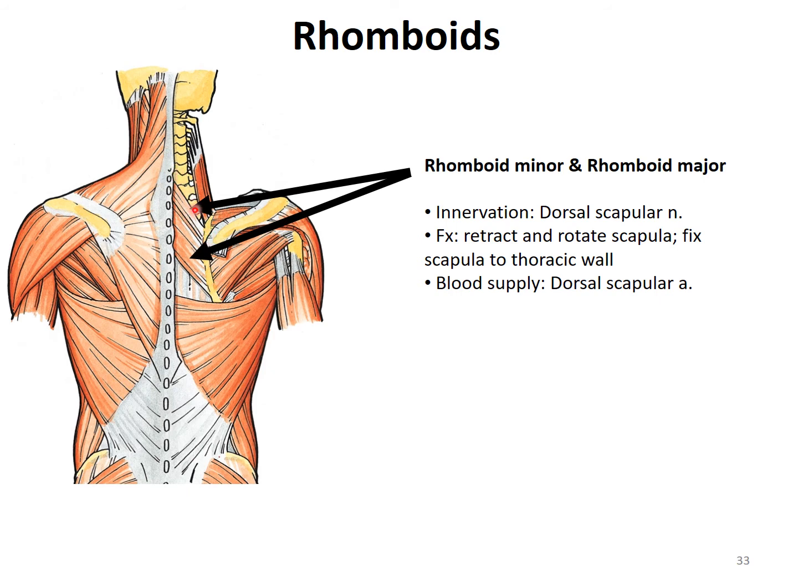We have the rhomboid minor that sits on top, and the rhomboid major sits below. These are both innervated by the dorsal scapular nerve. Their function is to retract and rotate the scapula, but also to fix the scapula to the thoracic wall. The blood supply comes from the dorsal scapular artery.